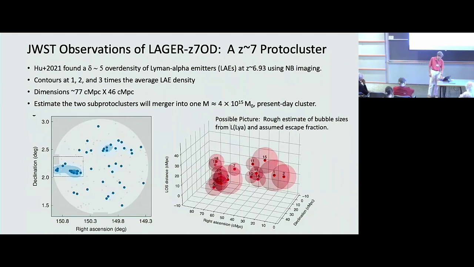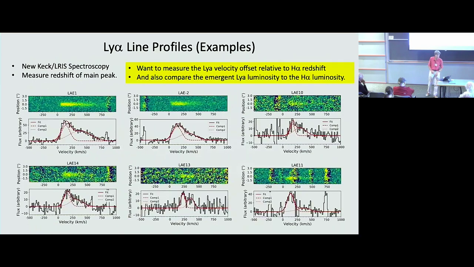So let's take a look at some of the data. To compute these velocity offsets, we first need Lyman alpha spectra. These are from the ground, from Keck and the LRES spectrograph. And you can see here many of them show the classic Lyman alpha profile of a central peak and then a red wing where there's been multiple scatterings.